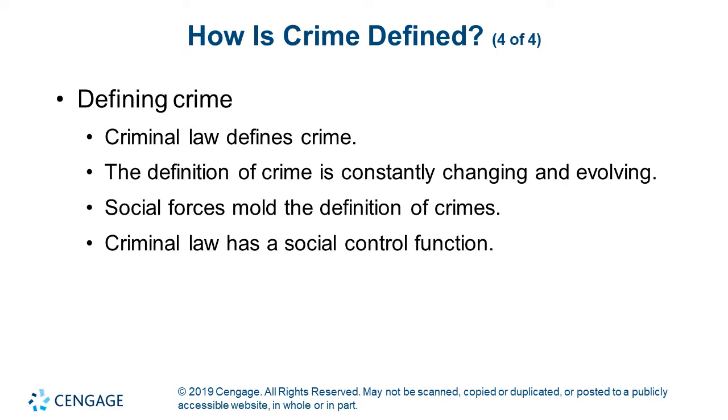All right, so these three different views of crime are out there, and they are slightly different from each other, but they do agree on four points. Criminal law defines crime. The definition of a crime is constantly changing. Social forces mold the definition of crimes. And criminal law is a social control function. So we're going to keep those things in mind when we're defining crime. That's what comes from these three views. And if you want a reference in the book, page 31.